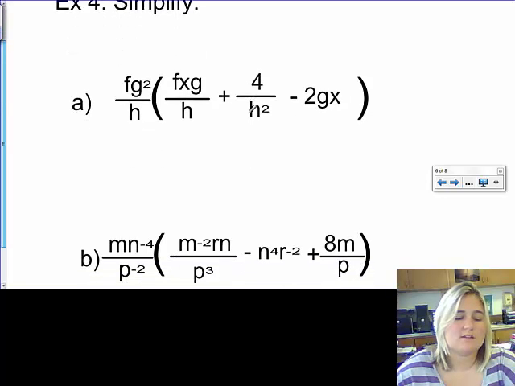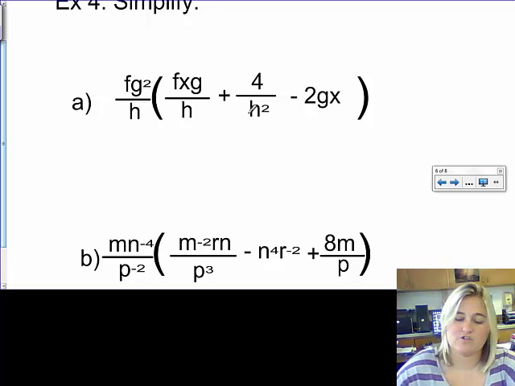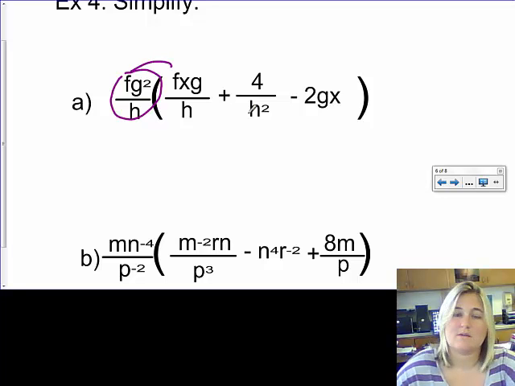Okay, these are doing the exact same thing that we've been doing. The only difference is that there are 3 terms on the inside, so don't be scared by what you see. I'm going to take what I have on the outside and I'm going to distribute it to every term on the inside.